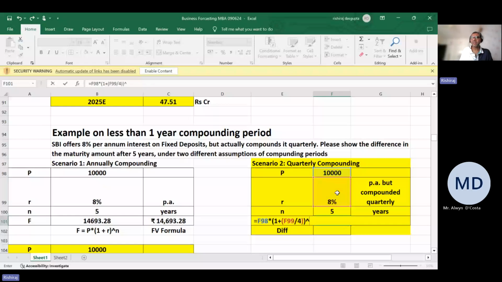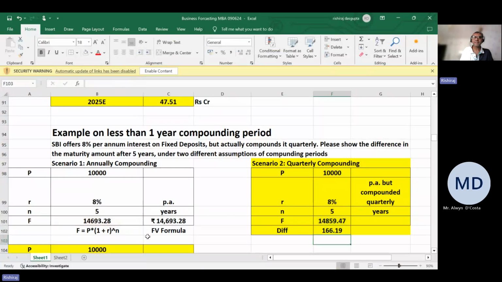Now since the rate is on a quarterly basis, the n cannot be 5 years. N must be in terms of quarters. So how many quarters in 1 year? 4 quarters. How many quarters in 5 years? 5 into 4 quarters. So there is 14,859.47, and you see the difference, 14,859 minus 14,693. So 166 rupees of interest is extra because it is compounded quarterly instead of compounding annually. So more interest is earned.